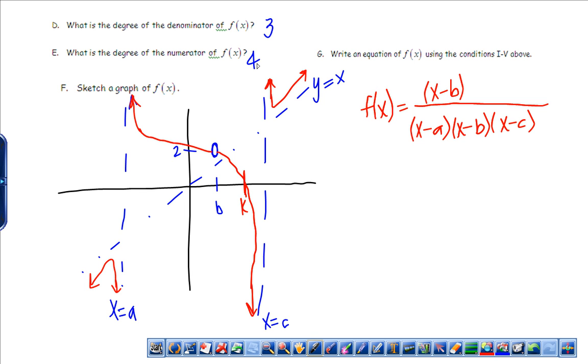I said my numerator had to have a degree of 4. But remember, we caused an x-intercept of k. So I'm going to say x minus k, and I'm going to put an exponent of 3 on it, which makes the numerator's degree 4. I made that an exponent of 3 since it looked like a cube to me.